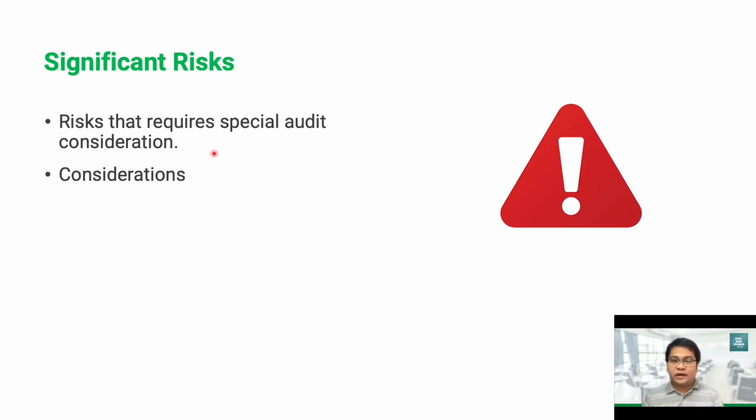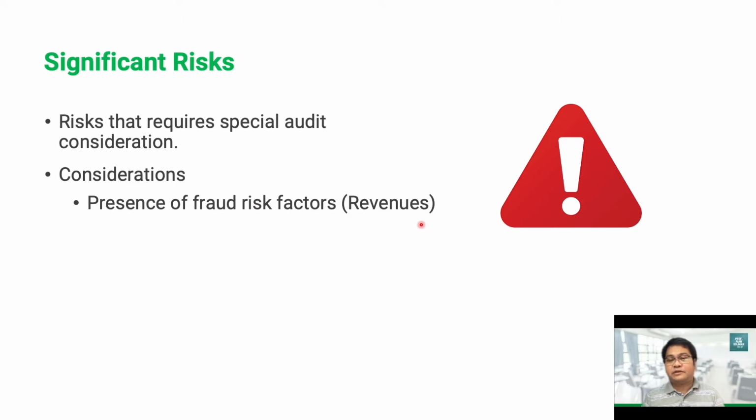So what can we consider as items that would pose significant risk? Usually these are the areas wherein there's a presence of fraud risk factors. Fraud risk factors, normally these are the indicators of fraud, or areas where fraud normally occurs. For example, revenue of our client. The revenue of our client would normally be considered a significant risk in most audits.